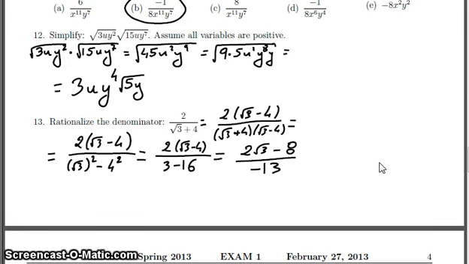Math 107, Exam 1, Spring 2013, Problem 12. Simplify these radicals. Assume all variables are positive.